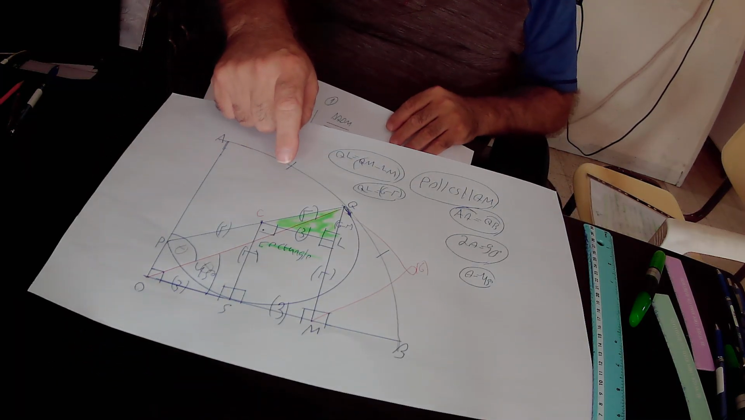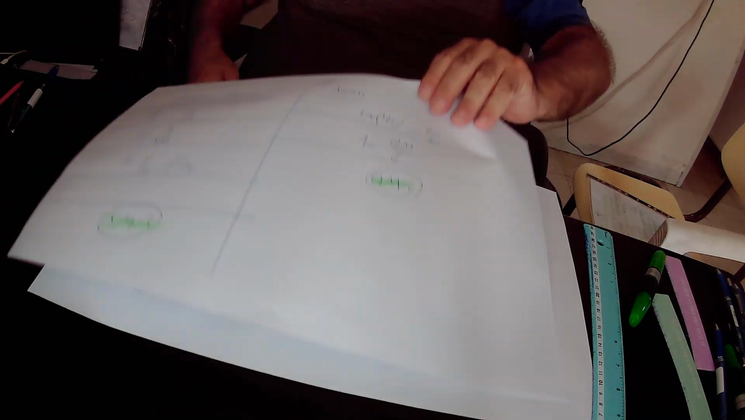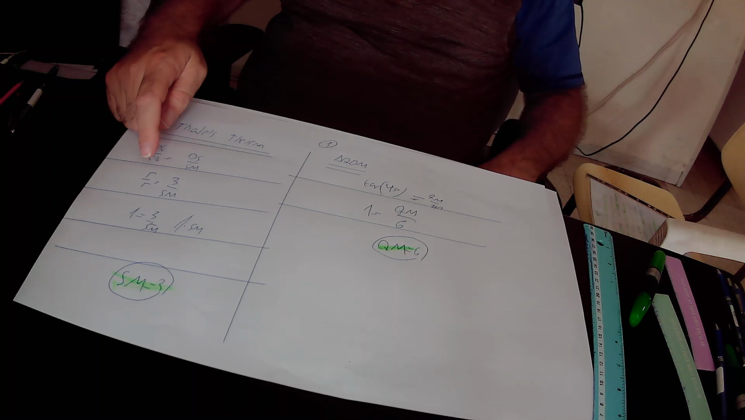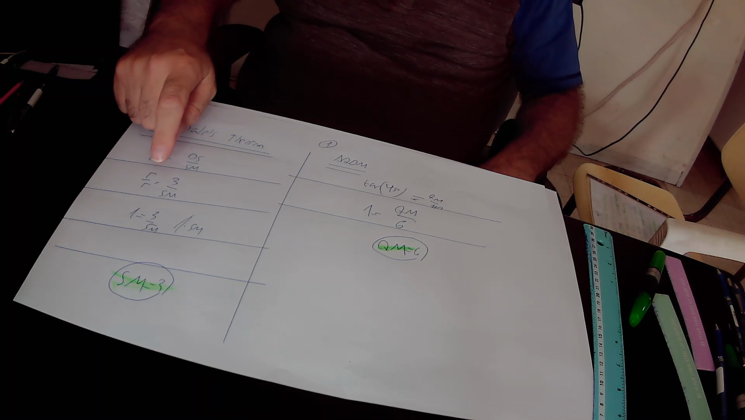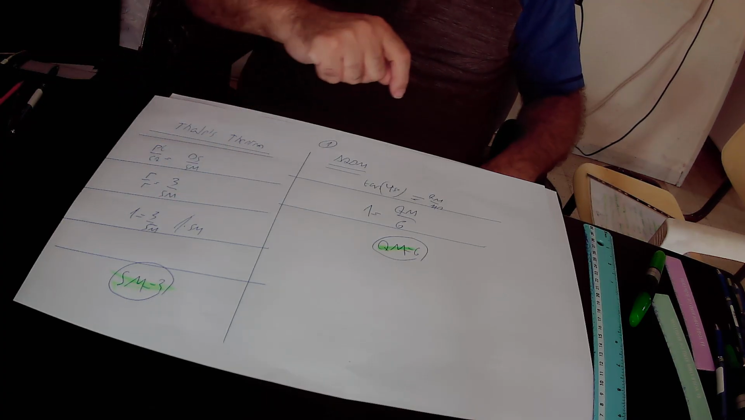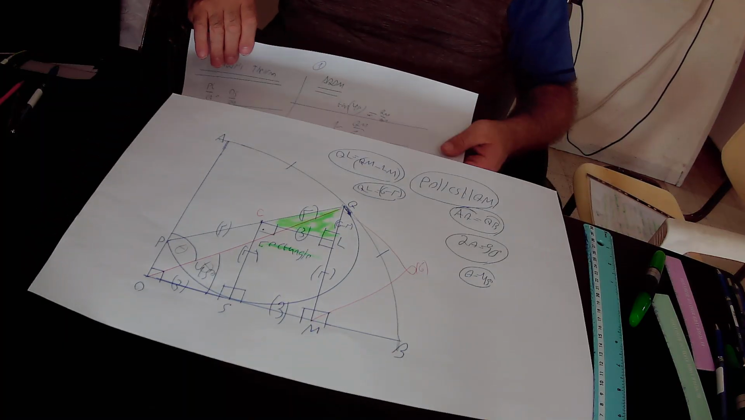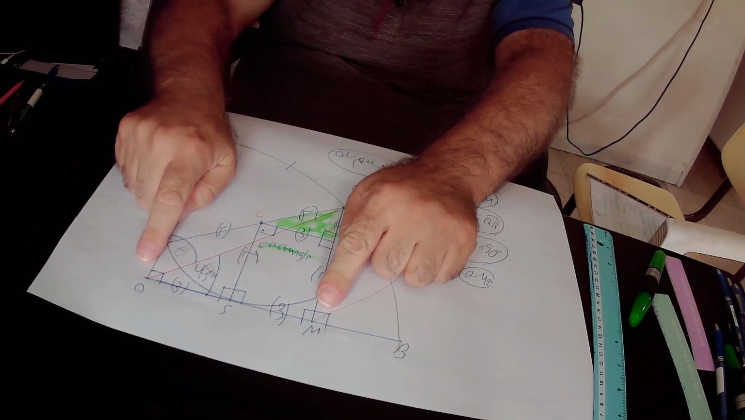PC is R, CQ is R, OS is 3. So if you follow that, R over R equals 3 over SM. R over R is 1, so 1 equals 3 over SM. You multiply this equation by SM, and finally find out that SM equals 3 units in length. So SM equals 3 units, and therefore OM equals 3 plus 3, that is 6.